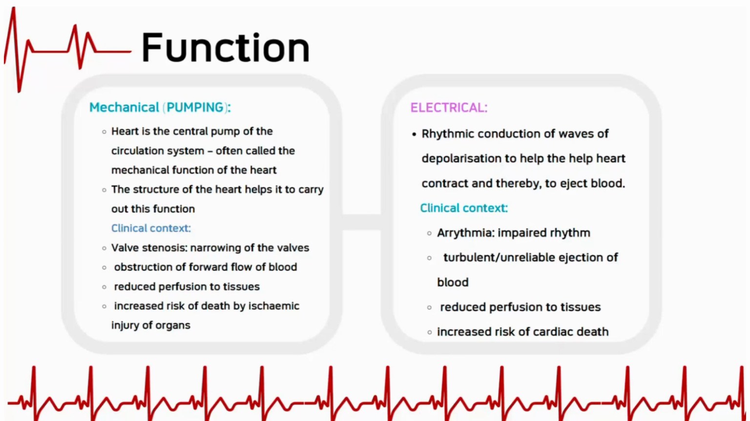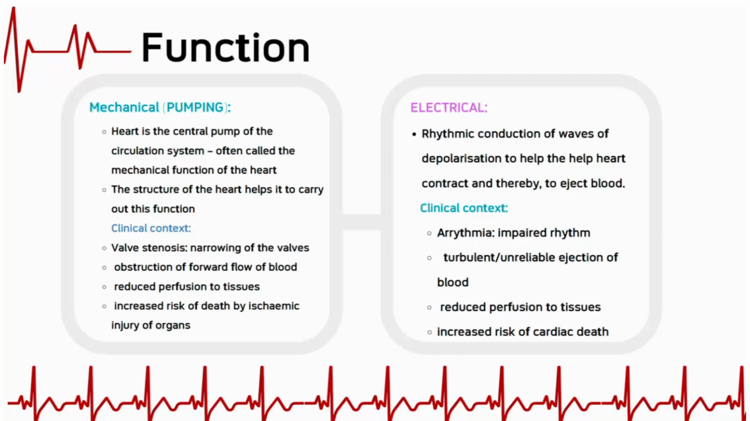Now, why is that a problem? It is a problem because if you have less blood going to the tissues, we increase the risk of cardiac death and the risk of ischemic injury to organs. In other words, death of internal organs as well.